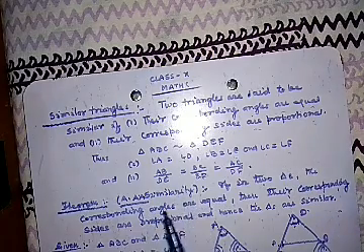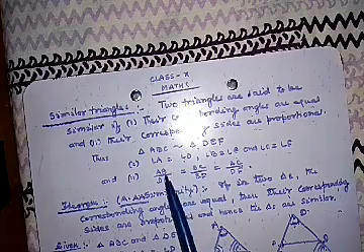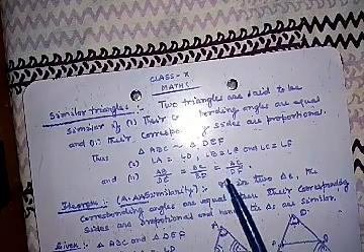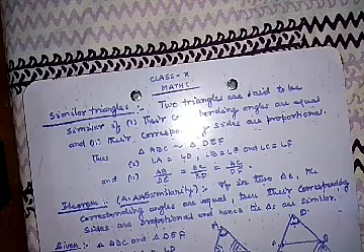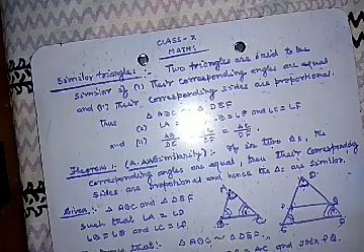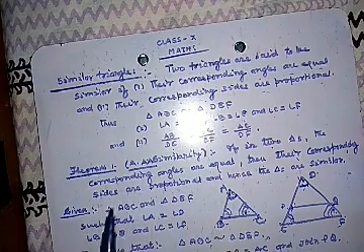And corresponding sides are proportional means AB upon DE is equal to BC upon EF is equal to AC upon DF. Now there are three conditions for similarity. The first is AA similarity.